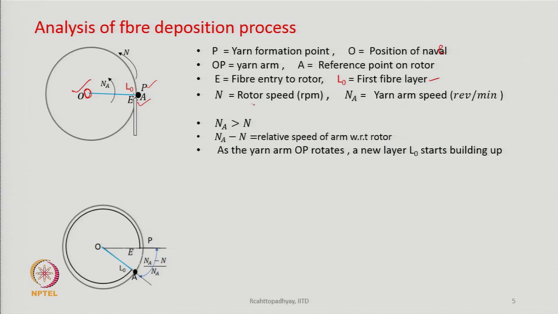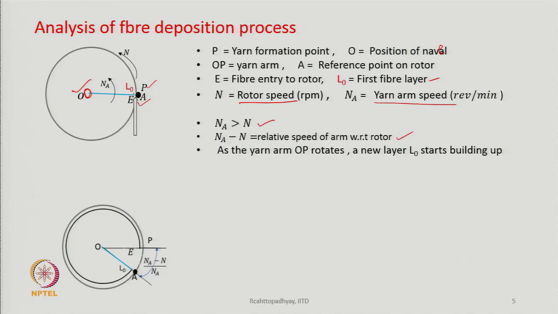N is the rotor speed and Na is the yarn arm speed. And what is written here? Na is greater than N. That is, the speed of the yarn arm OP is greater than the speed of the rotor. And Na minus N becomes the relative speed of the arm with respect to the rotor. And as soon as the yarn arm OP starts rotating, why does it rotate? Because we pull the yarn out.